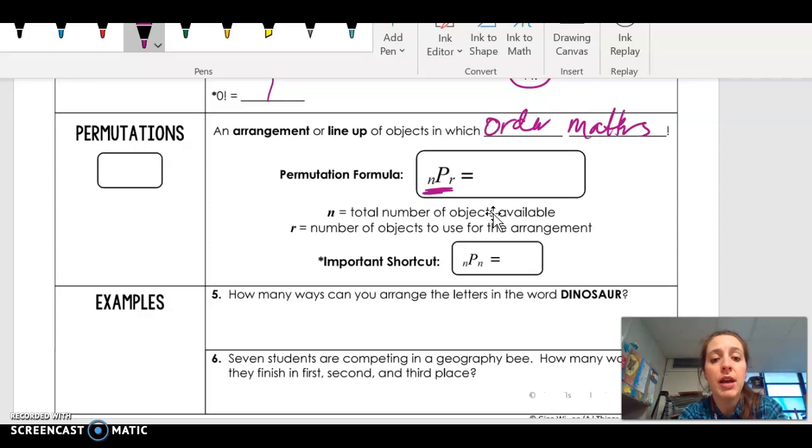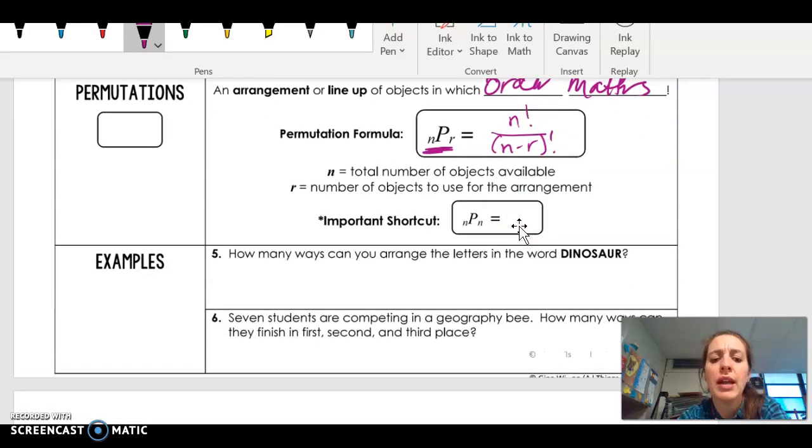So n, right, in our formula, this P stands for permutation. N is the total number of things I have available, and R is how many I'm going to be taking. One thing that you don't have to memorize or really use is our actual formula of how we get there. So I know that in a permutation I have n factorial, and I divide it by n minus r factorial. That's not super important for you to memorize. I just want you to know where it comes from. Then we're going to look at this important shortcut in a little bit, because I want you to try and come up with what that shortcut actually is.